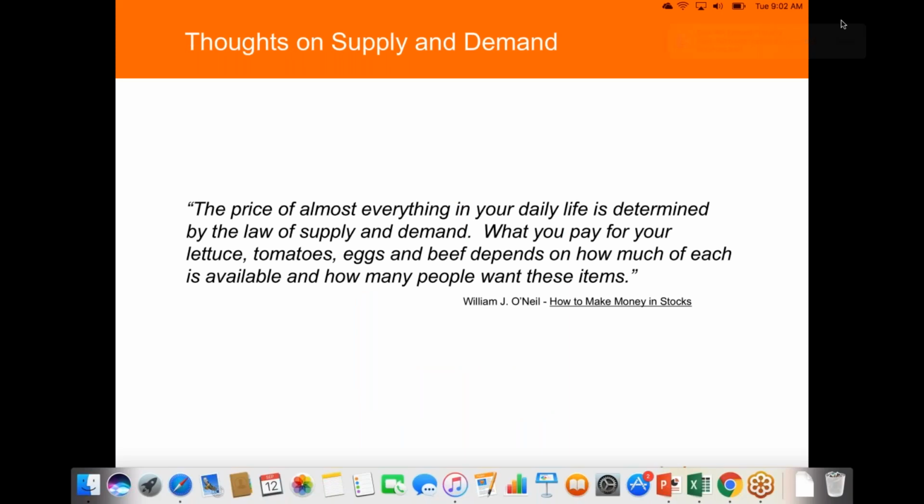This is one of my favorite quotes from O'Neil's book, How to Make Money in Stocks. It says, the price of almost everything in your daily life is determined by the law of supply and demand. What you pay for your lettuce, tomatoes, eggs, and beef depends on how much of each is available and how many people want these items. I'm living out here in Los Angeles. I've seen rent go through the roof, and just like anything else, it's a function of supply and demand. Produce at the supermarket, again, the prices of that have gone up over the years.